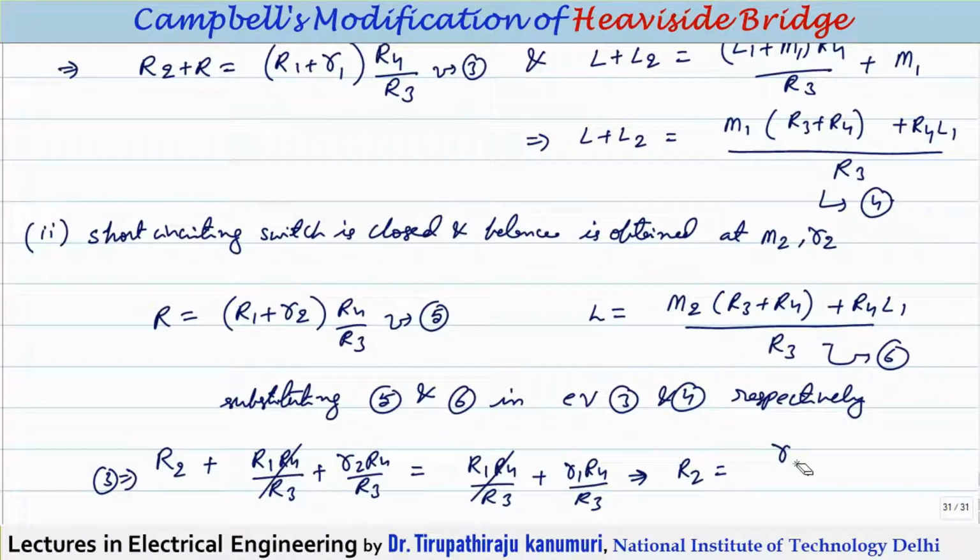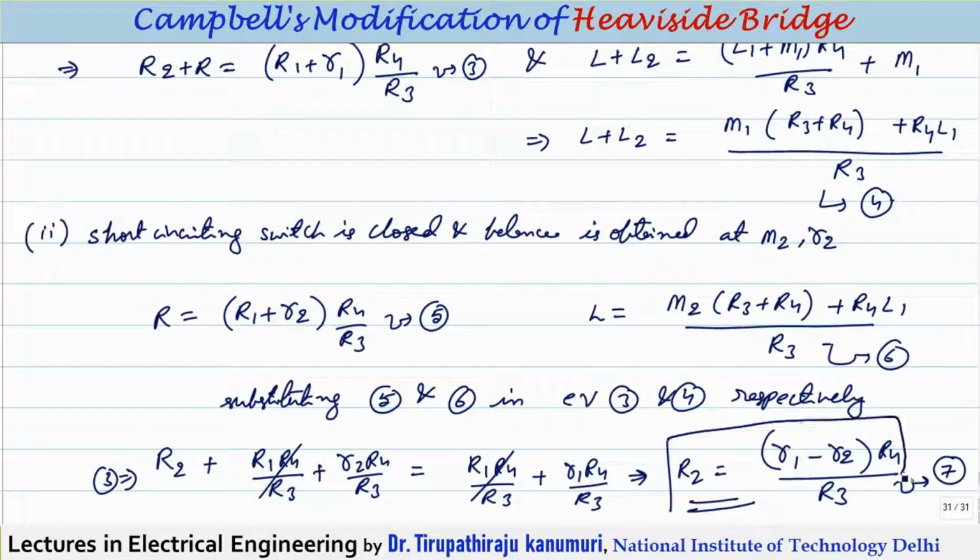R2 is equal to R1, sorry, this is R1. So this one I am bringing to the other side. This will become R1 minus R2 times R4 divided by R3. So this is the equation I got. Let us take it as equation number 7. So we got the equation for R2.